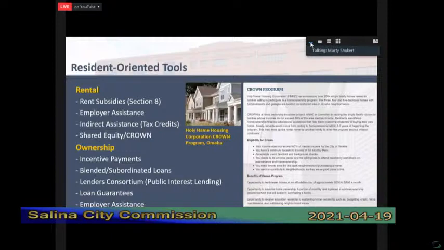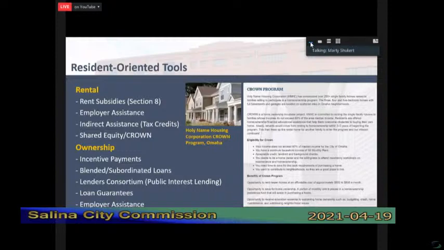Indirect tax credits are indirect rental assistance in that they reduce rents to the residents, because they basically push the cost of debt, or the cost of finance, off to another entity, namely the federal government. And finally, on this list, the concept of shared equity or Crown, which are rent-to-own projects, can be an interesting one.